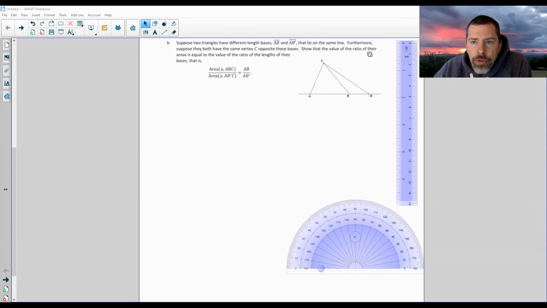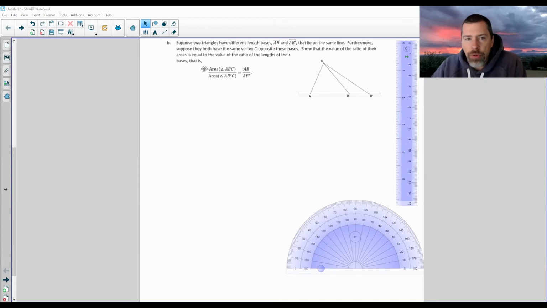Show that the value of the ratio of their area is equal to the value of the ratio of the lengths of their bases. That is, the area of triangle ABC divided by the area of triangle AB prime C equals AB divided by AB prime.